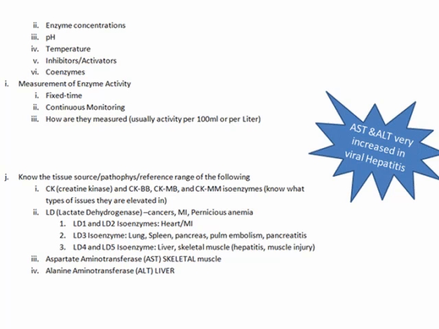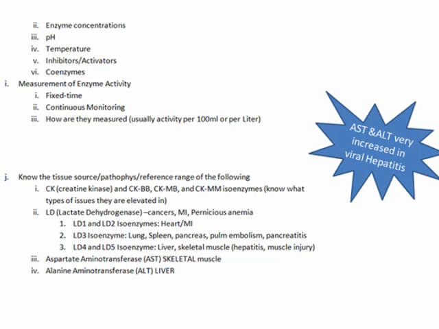The next one, LD, or lactate dehydrogenase, sometimes called LDH, is found in things like cancers with high cell turnover, myocardial infarct, and pernicious anemia. There's different isoenzymes for lactate dehydrogenase as well, including LD1 and 2. Those are found in more heart and MI type issues. LD3 is found in lung, spleen, pancreas, pulmonary embolism, pancreatitis. And LD4 and 5 are found more in the liver and skeletal muscle.